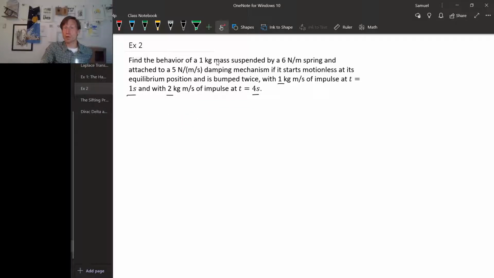So since we have a 1 kilogram mass, our y double prime term will have a 1 in front of it. I won't write it, but it's there. Our damping mechanism is 5 newtons per meter per second, so 5 times y prime, plus, and then our spring constant is 6 newtons per meter, so 6 times y equals, and now we write our forcing function on the right-hand side, and our forcing function is just these 2 bumps, these 2 impulses.